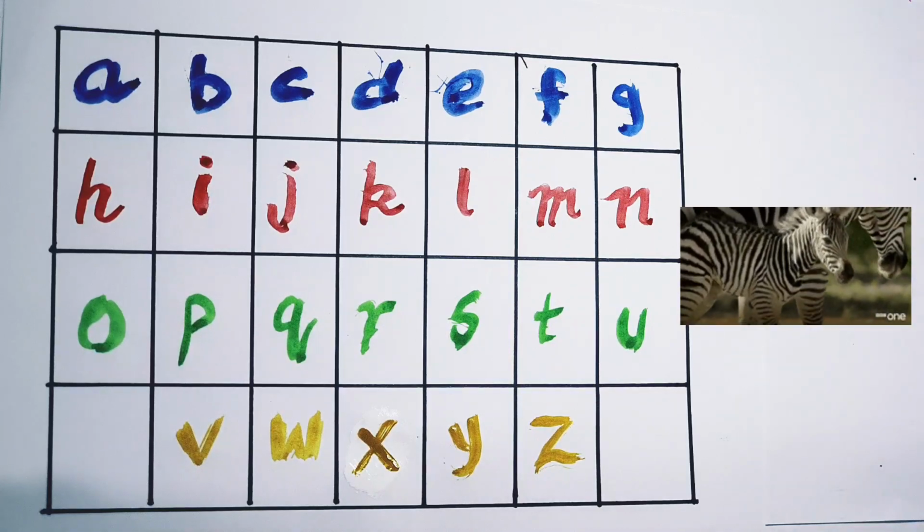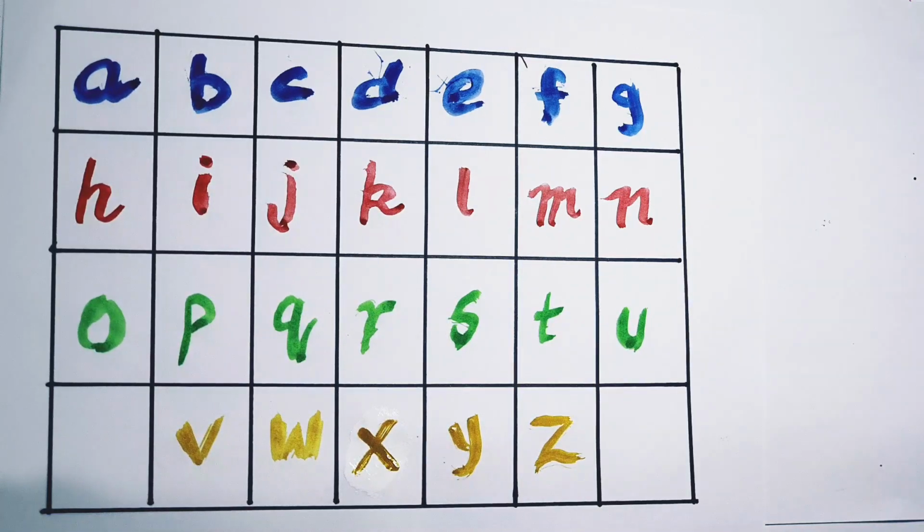So kids, what we learned today? We learned A, B, C, D, E, F, G, H, I, J, K, L, M, N, O, P, Q, R, S, T, U, V, W, X, Y, Z.